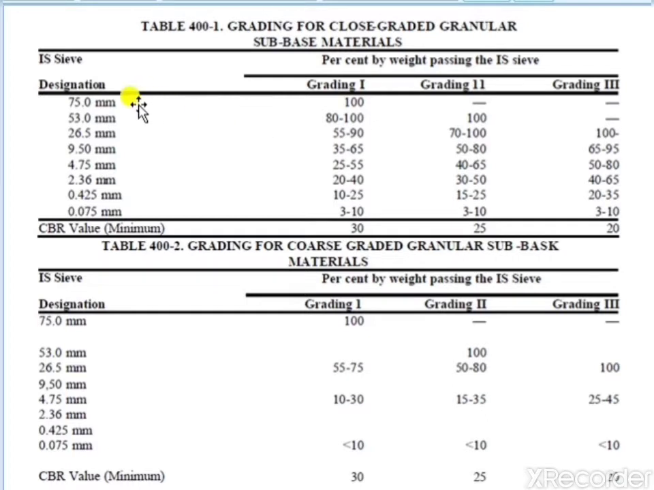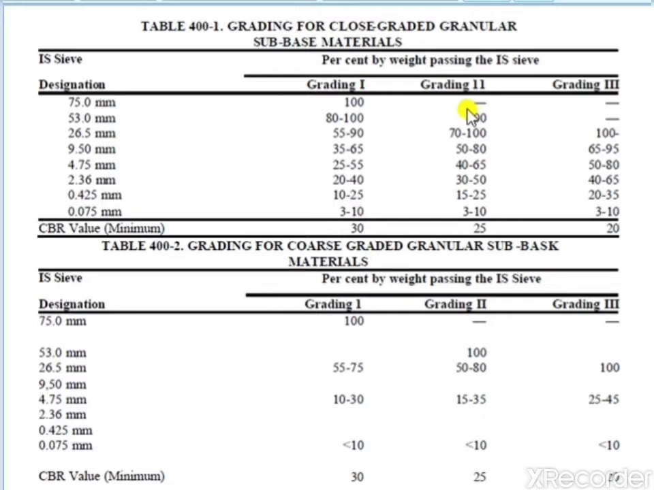For example, if 100% of a sample is passing through a 75 mm sieve, then it is grade 1. Similarly, if a sample passes through a sieve of size 53 mm and the sample ranges between 80 to 100%, then it comes under grade 1. Similarly, if I consider a sieve size of 26.5 mm and the sample passing through this sieve is between 55 to 90%, then it comes under grade 1.